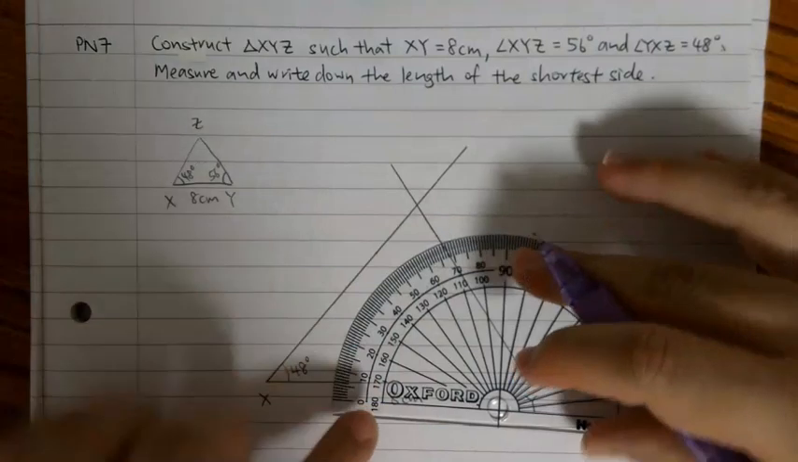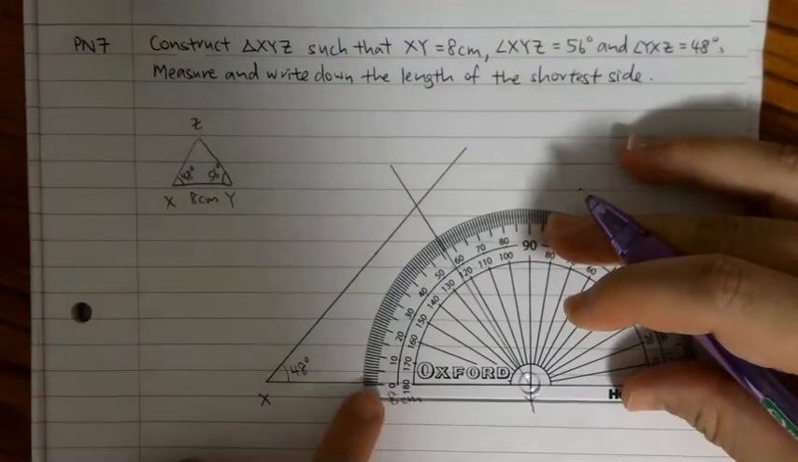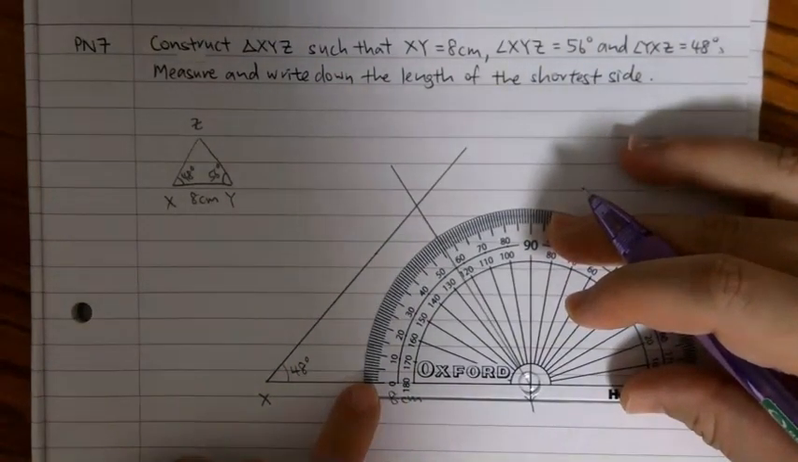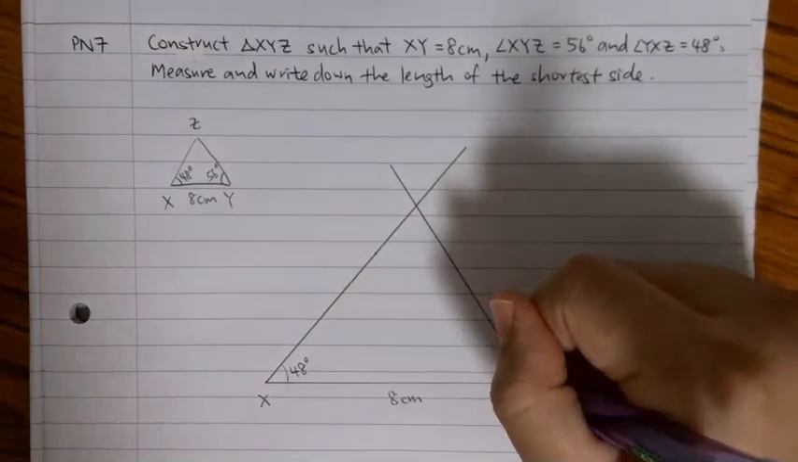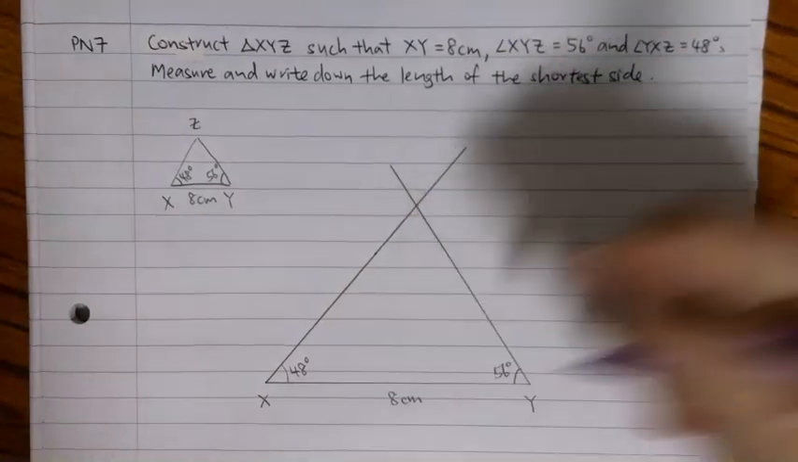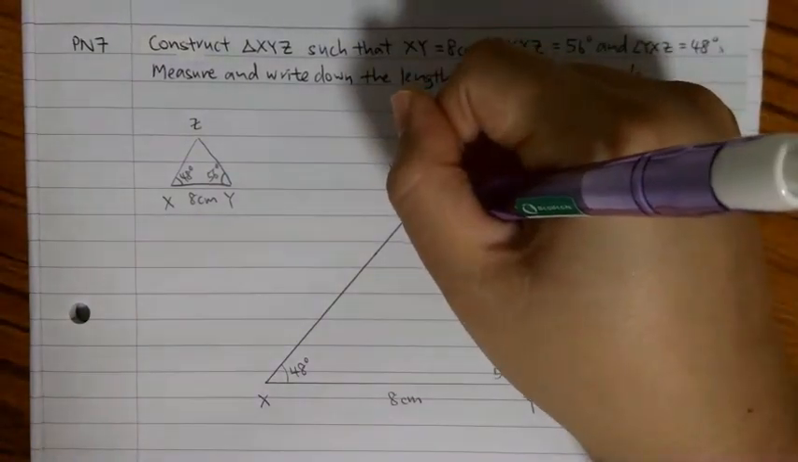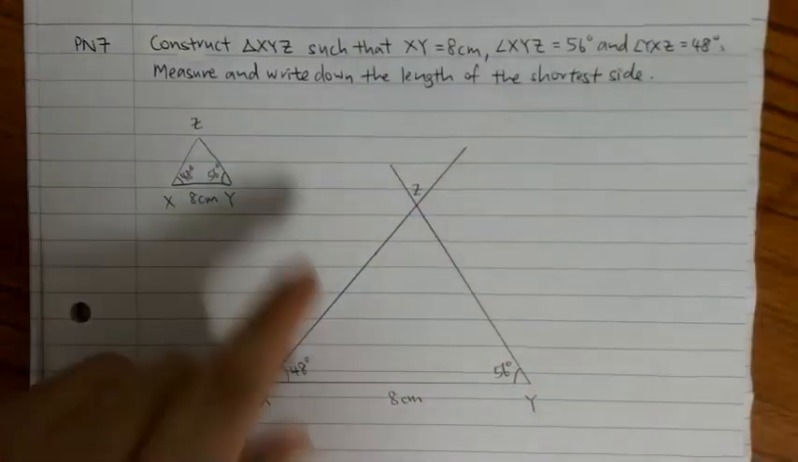Okay, so just to check that I have 56 degrees. Okay, so label. And this point here will be Z.